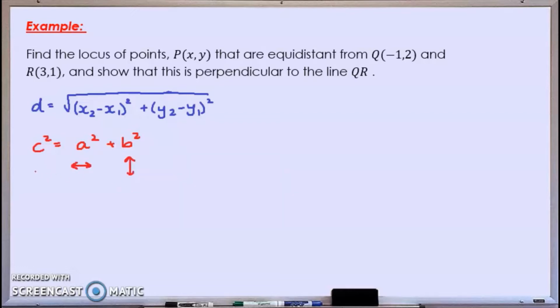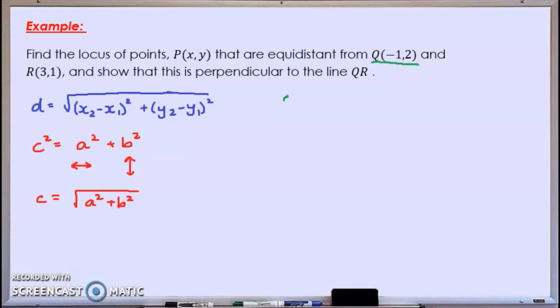Once I take the square root of both sides, I would have this. Now, my x2 minus x1 is the difference between my two x coordinates, and my y2 minus y1 is the difference between my two y coordinates, which is how this formula is related to Pythagoras. So now let's connect that to my points Q and R.